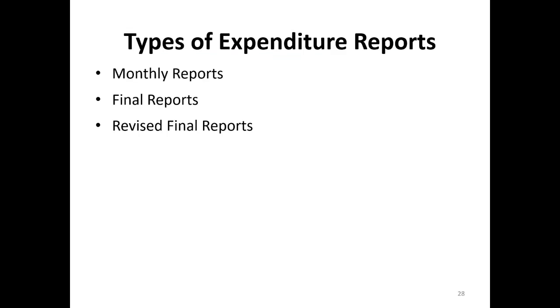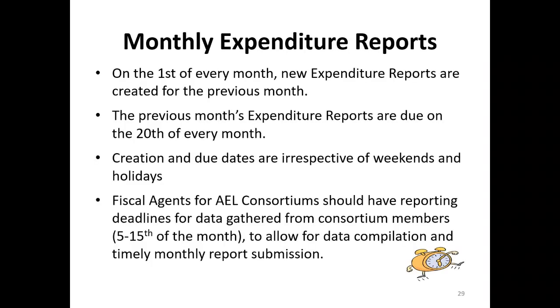So moving into the types of reports that are in the cash draw and expenditure reporting system, there are monthly reports, final reports, and revised final reports if necessary. And we'll go through each of those briefly. Monthly reports are generated on the first of each month, and they're due on the 20th of the month. So basically you're reporting for the previous month's activity.